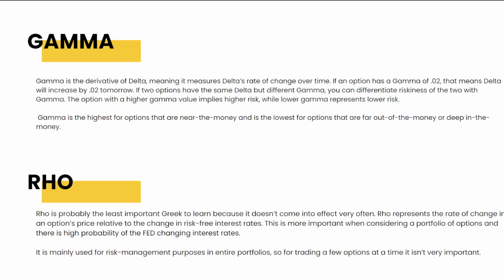Rho represents the rate of change in an option's price relative to the change in the risk-free interest rate. This is more important when considering a portfolio of options, keyword portfolio of options, and there is a high probability of the Fed changing interest rates. Yes. It is mainly used for risk management purposes in entire portfolios, so for trading a few options at a time, it is not very important. Hence why we do not use it too much.